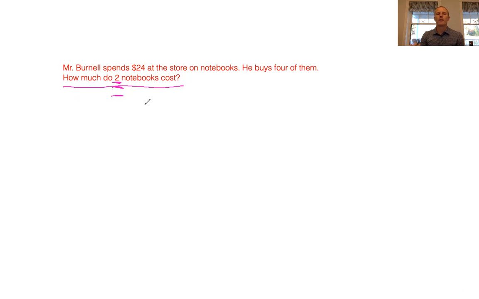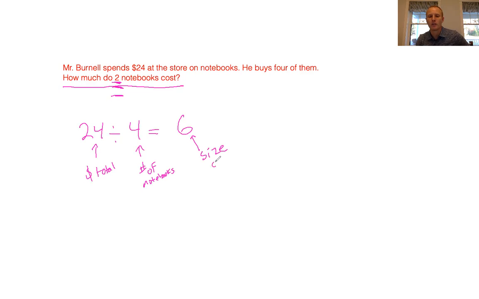So up until this point in 3rd grade, we've only ever solved sort of 1-step problems, but now we're going to make it a little bit more complicated and solve a 2-step problem. We could go through the process here and say 24 divided by 4 equals some number. Now this is the total I spent, the dollar total. This is the number of notebooks. And this is the price of the notebooks, which is the size of the group. So the size of the group, the amount I spent.